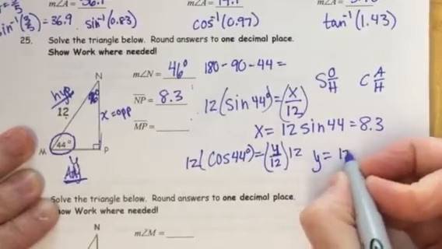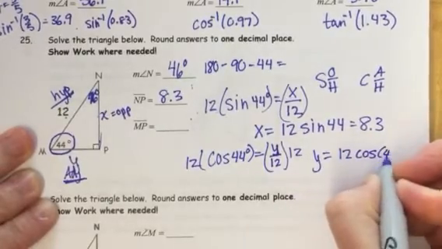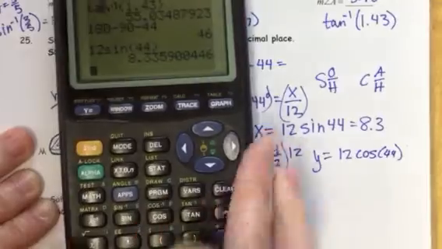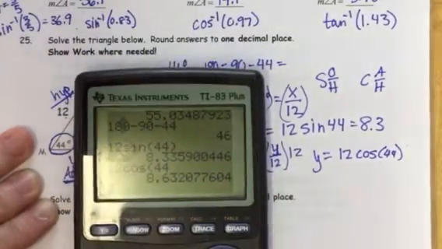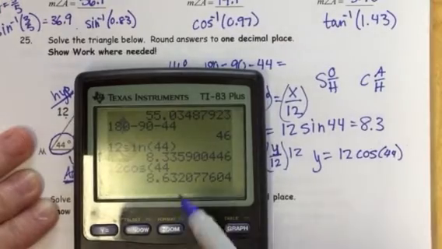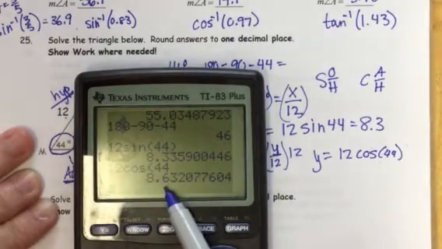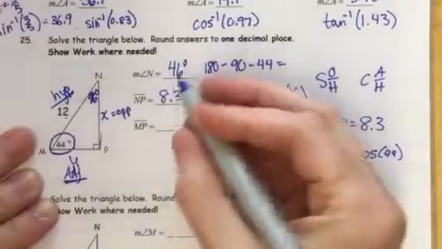So y is equal to 12 cosine 44. And we get 8.63, which means I don't need to affect the 6, so 8.6 is going to be our measure there.